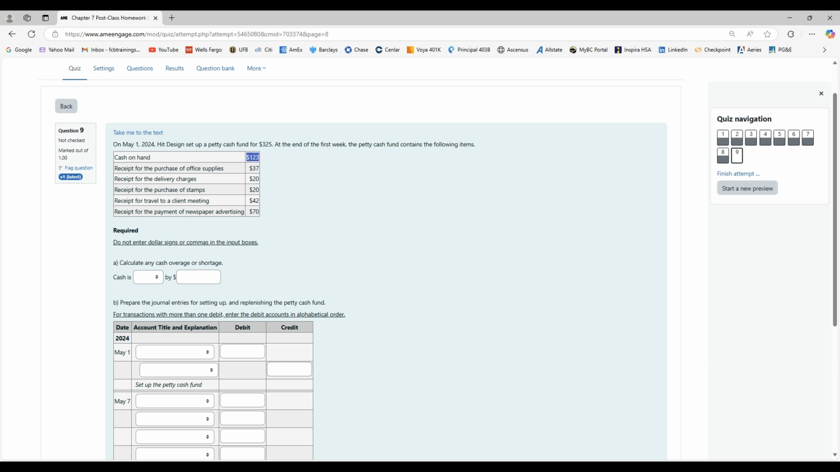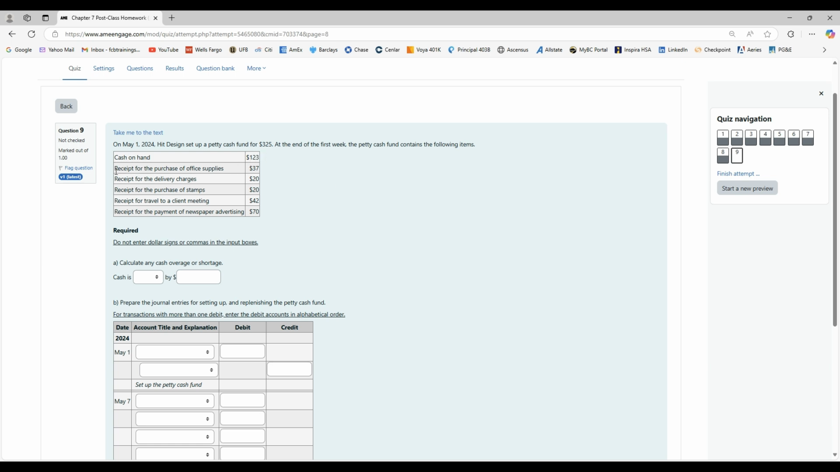Okay, so we have cash on hand of 123. So our beginning cash was 325. And then we go open the box, and there's 123 left. So the difference, how much cash was actually used, is $202. So 325 minus 123 is 202.